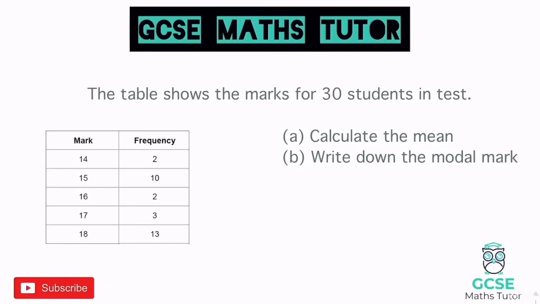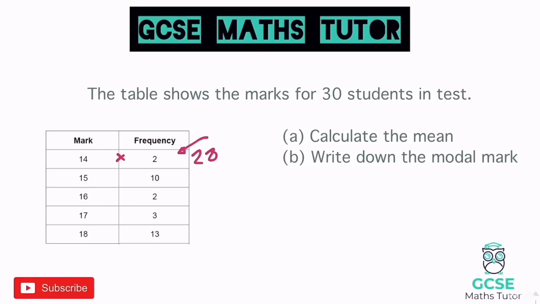Okay, so we're going to start by having a look at averages from a table. So this table shows the mark for 30 students in a test, and it wants us to calculate the mean and write down the modal mark. Now to calculate the mean, it's quite nice and simple. If we have a look at this table here, this first row says that there are 2 14s, and if we add together 2 14s we get 28, so we can just times these together to find out what the total is.